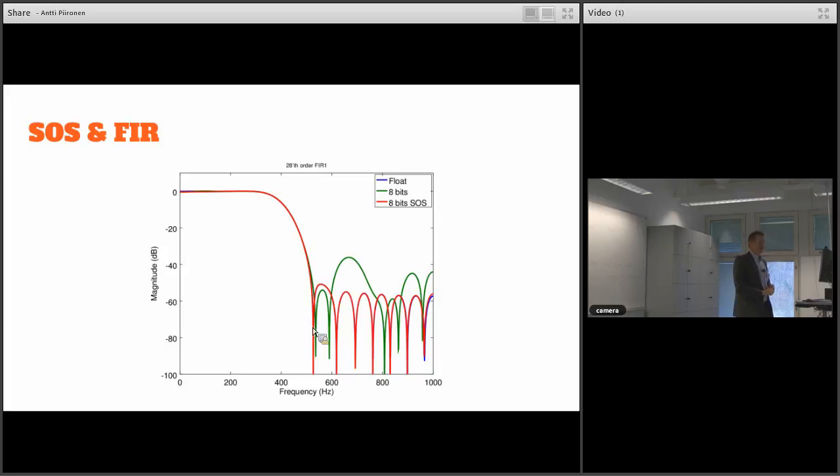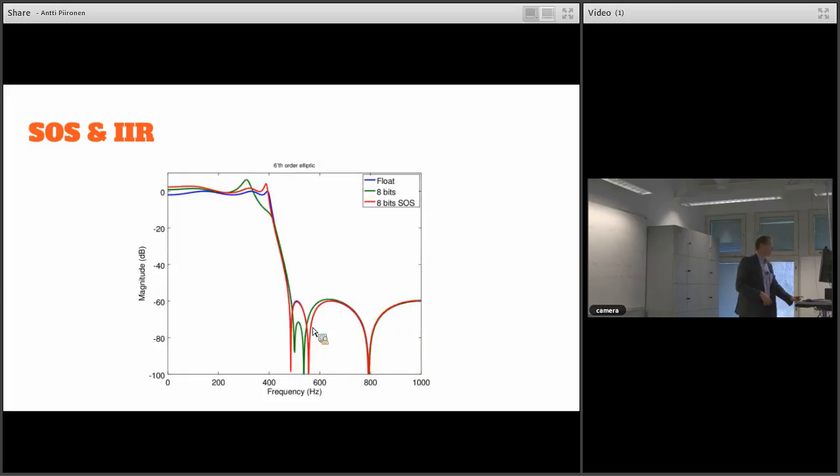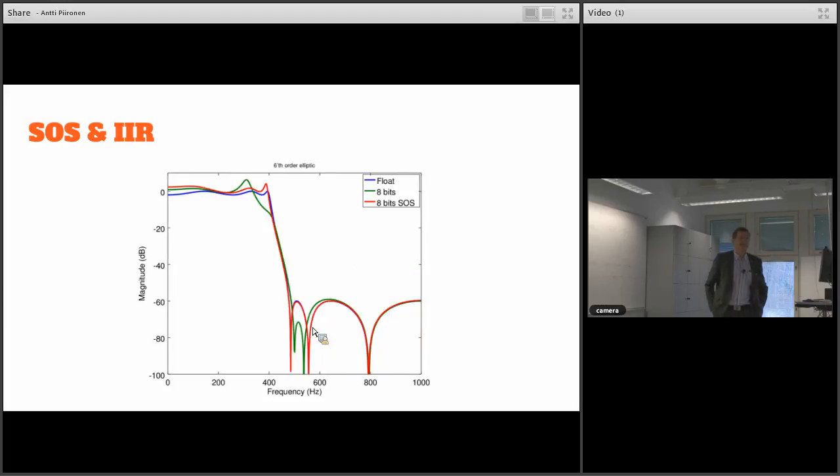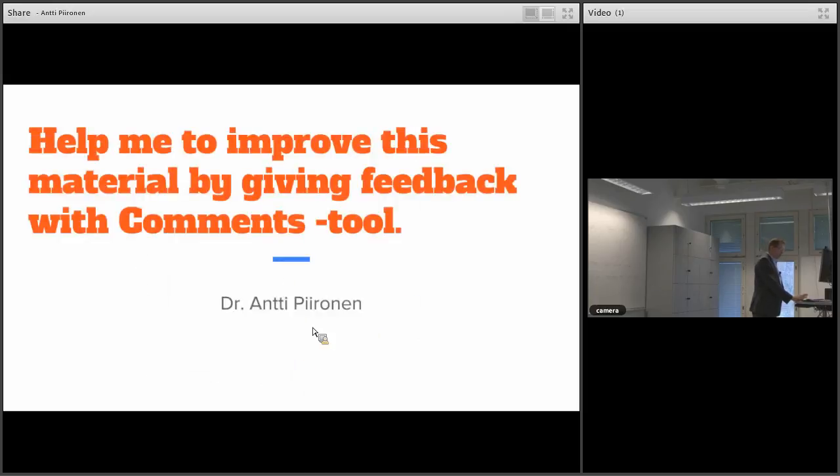Well, okay. Philosophically, floating point numbers are not accurate. The only accurate numbers in the world are integer numbers. But this is just philosophy. And there's just another example. The previous, I think, was FIR system. And that's an even more dramatic difference in the case of IIR.